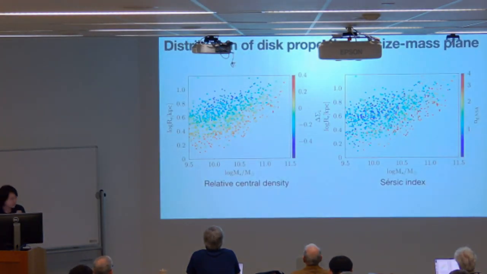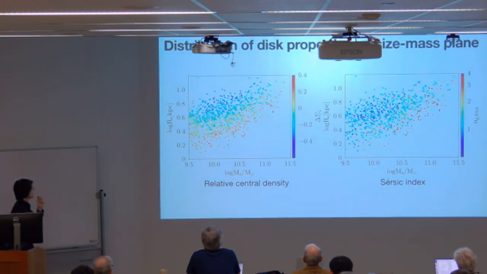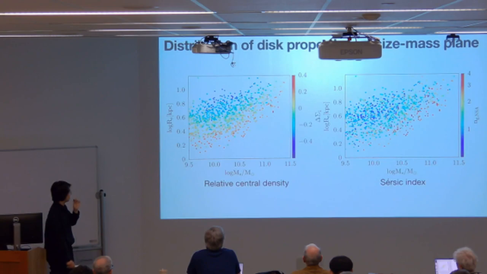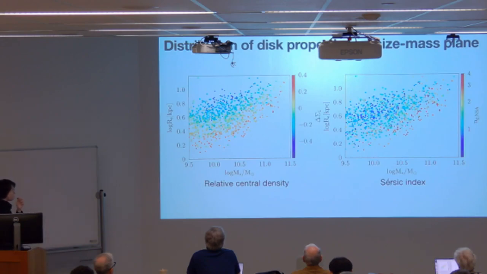So let me first show some basic view of how these properties are distributed on this size-to-mass plane. This is our sample of MaNGA star-forming disk galaxies, and the x-axis is stellar mass, with the y-axis being effective radius. The colors here are the structural parameters: on the left-hand side is the relative central density, and on the right-hand side is the surface index. Redder colors mean that the galaxies are more concentrated, with denser and more Devaucouleurs-like mass profiles. A basic view here is that galaxies with smaller size at fixed mass tend to have more concentrated mass profiles and denser cores.